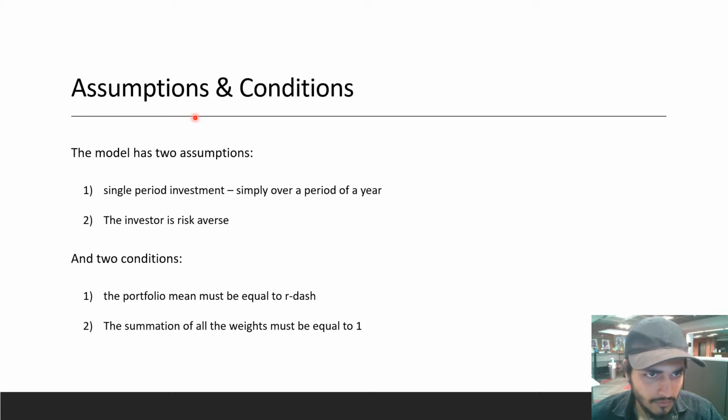The model also has assumptions as well as conditions. There are two assumptions. One is that the investment should be a single period investment, and the second is that the investor is risk averse. The two conditions of the model are that the portfolio mean must be equal to the R dash, and the summation of all the weights must be equal to 1.